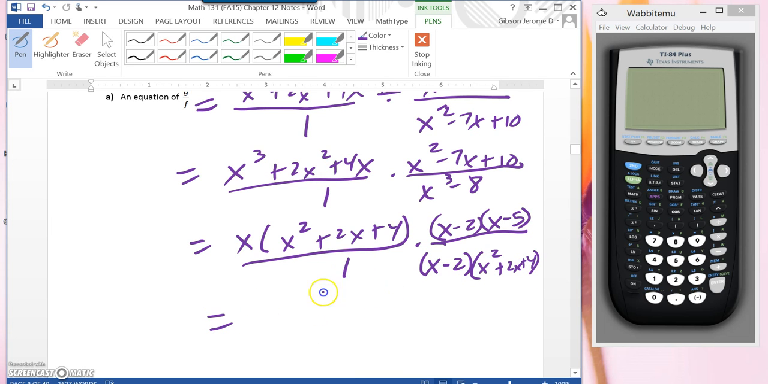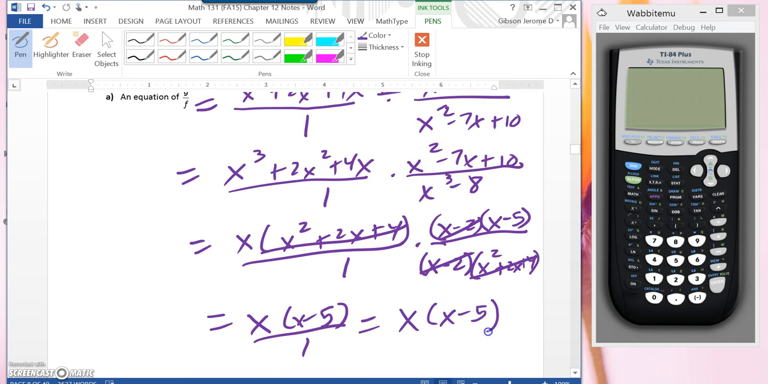Now, we could simplify out. If you notice, these two trinomials are the same. We have these binomials, and then we will be left with x times x minus 5 all over 1, which is just x times x minus 5. And that is the final answer.